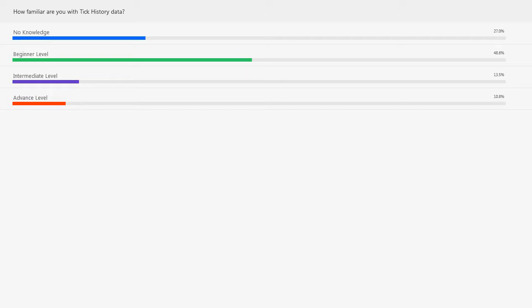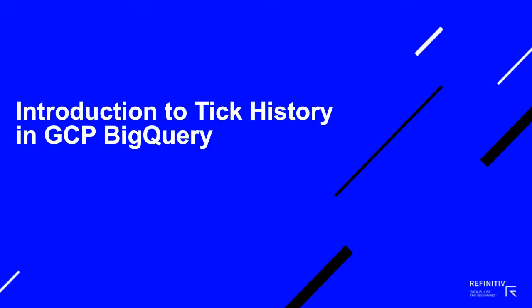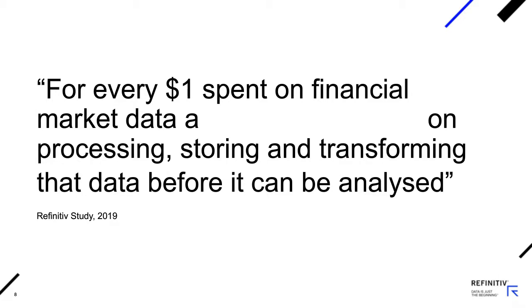So on to just a quick refresher on what tick history is, what the problem statement actually is, and why we chose to partner with Google. So let's begin with the problem statement. For every dollar that is spent on financial market data, there are an additional 8 that are spent on processing, storing, and transforming this data set even before the data can be analyzed. So why wouldn't it be great if we could change this around so that we can enable our users to not only access this data in a much faster and quicker way, but also leverage cloud capabilities and reduce this additional spend that goes into activities that actually don't create value, but effectively only get you ready for that analysis, right?